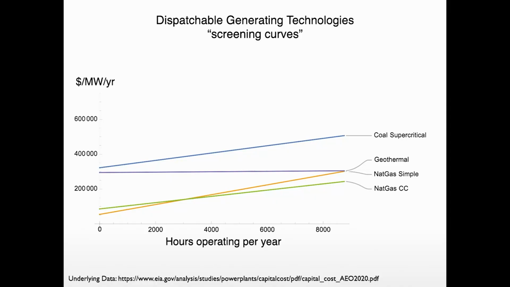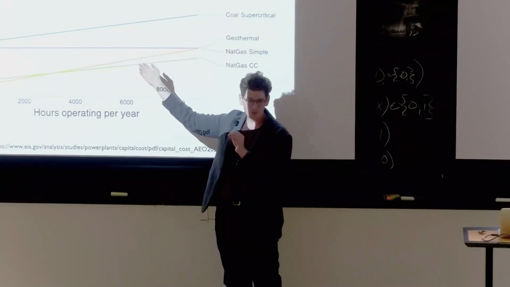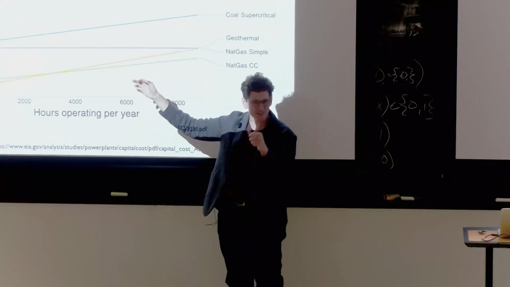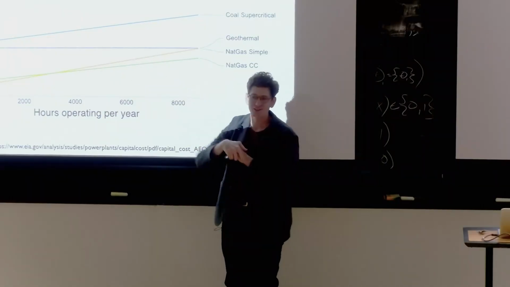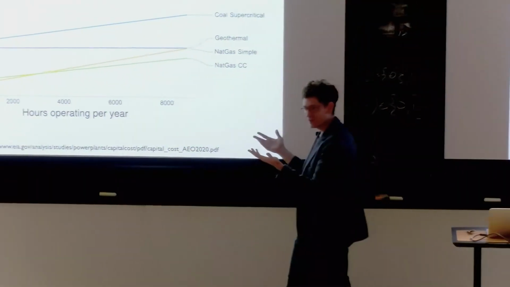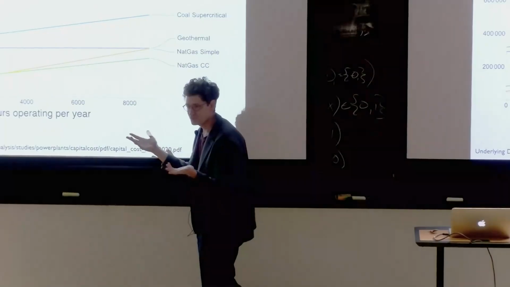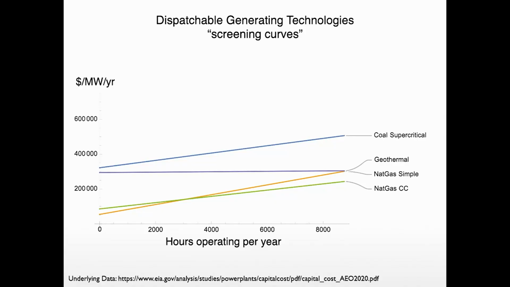Geothermal is purple. I'm sorry, they're very close, but geothermal is purple. And it has no slope, essentially flat. Almost, it's not actually technically flat. There's some maintenance costs, but it's almost flat. And that's because there's no fuel costs, right? Coal and natural gas have fuel costs.